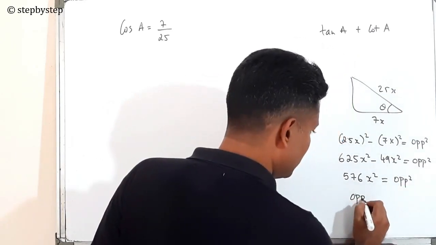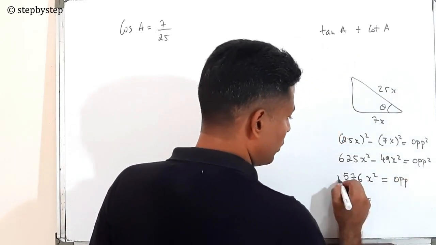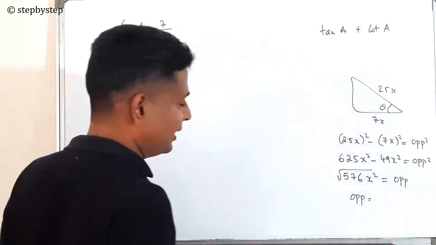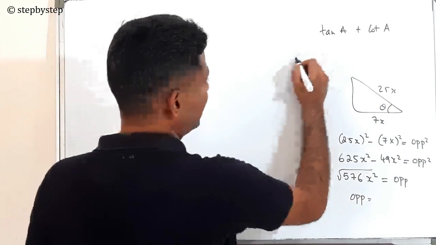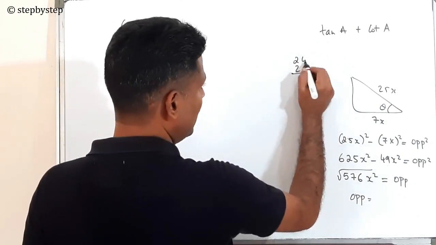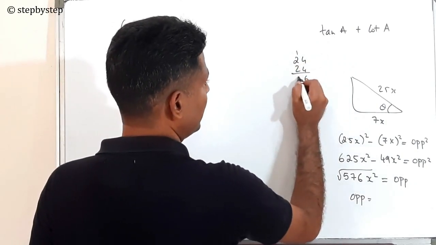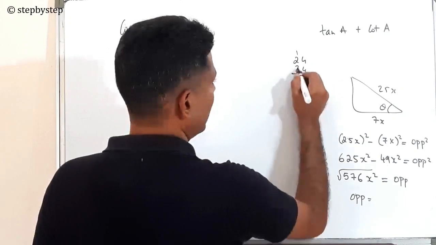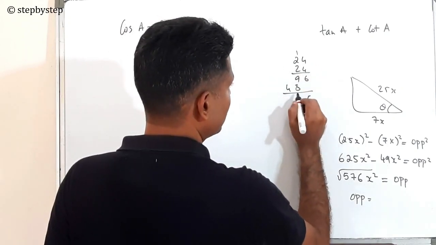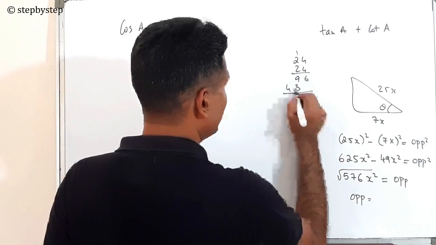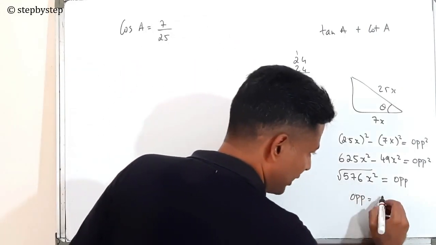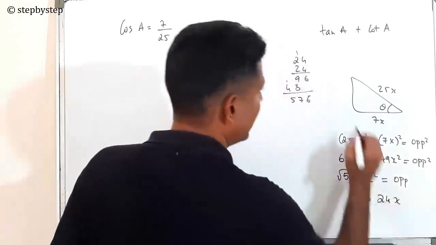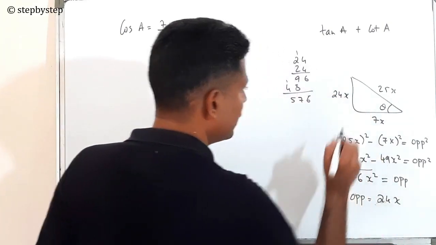So opposite side will be root of this. Now root of 576 should be, I think, 24, but let's confirm. 24 into 24: 1, 8, 9, 8 and 4, so 6, 8 plus 9, 17, and 576. So yes, it is 24 square, 576. So it becomes 24x. So this will be 24x.